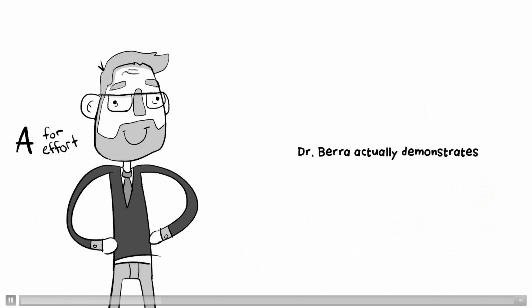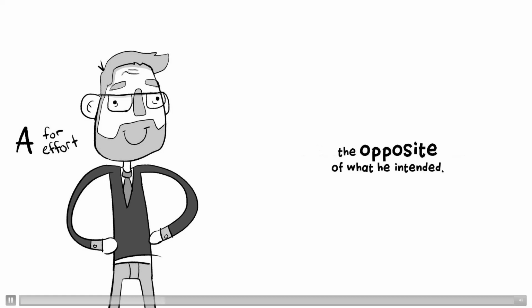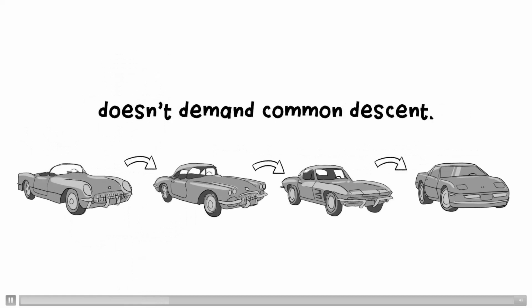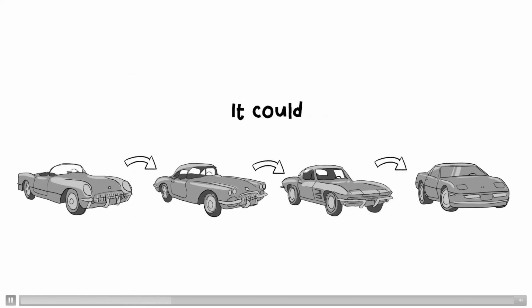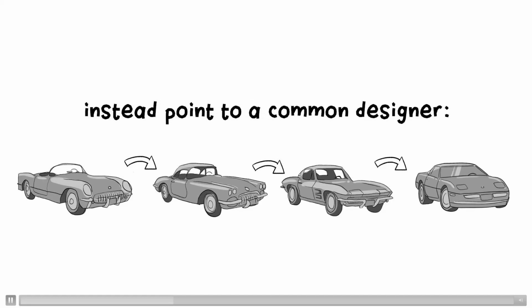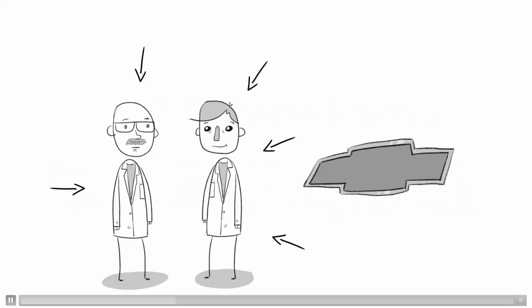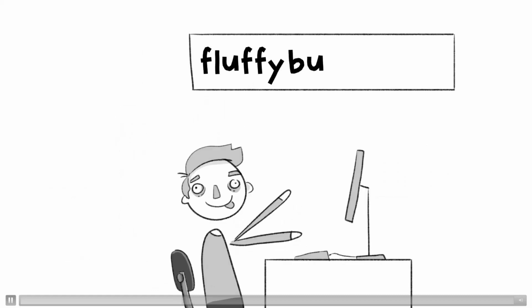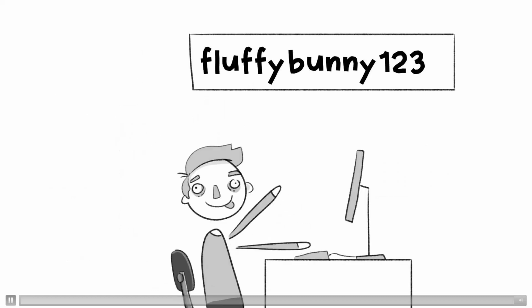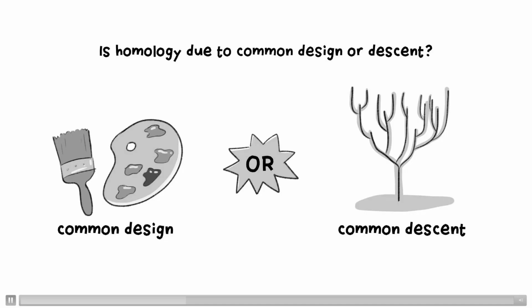In using this analogy, Dr. Barra actually demonstrates precisely the opposite of what he intended. Here's why. A succession of even very similar forms doesn't demand common descent. It could, in this case it does, instead point to a common designer. These guys, the engineers at Chevy. Intelligent agents are free to reuse things however they want. Just like I use the same password, FluffyBunny123, for everything I do online. So the question remains open: is homology due to common design or common descent?